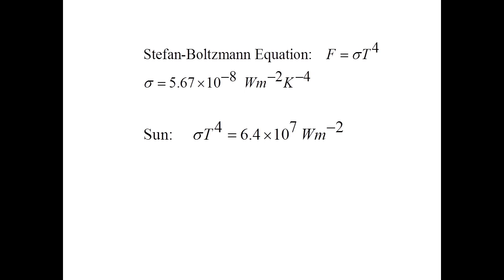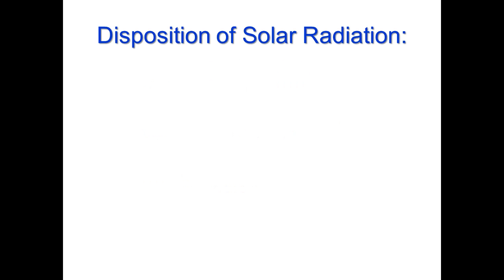Now, if we look at what this implies about the temperature at the top of the sun's photosphere, given that the radiant energy emitted from the sun is about 65 million watts per meter squared, if we simply use the Stefan-Boltzmann equation to estimate the effective emission temperature at the top of the photosphere, we get an effective emission temperature of about 6,000 degrees Kelvin.